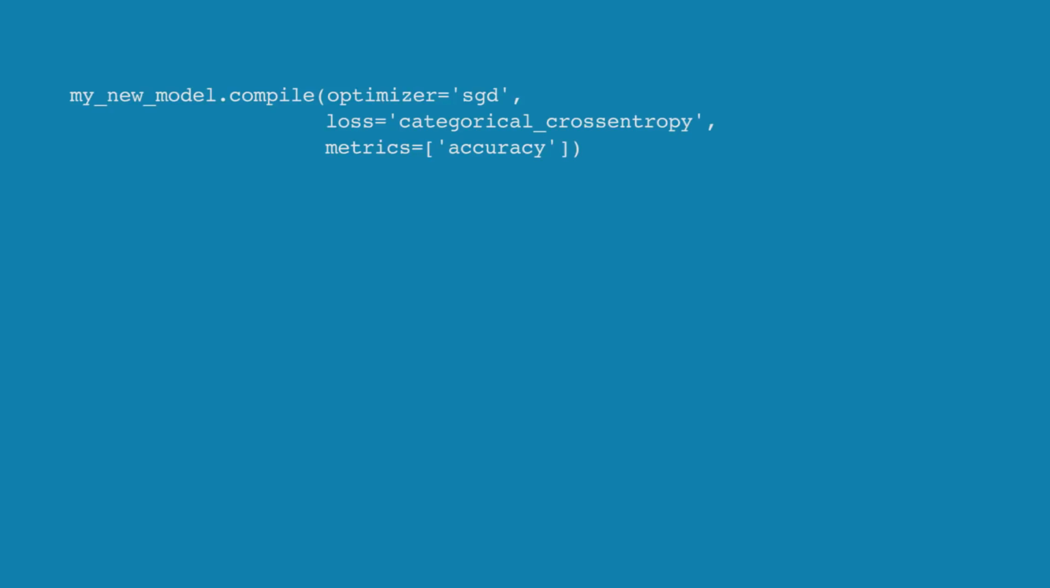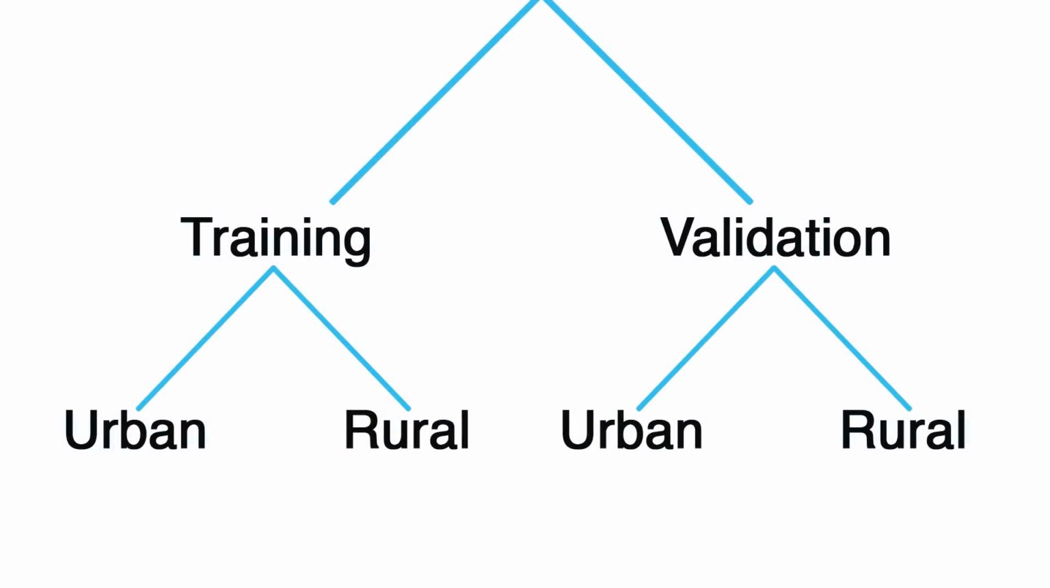We ask it to report the accuracy metric. That is, what fraction of predictions were correct. This is easier to interpret than categorical cross-entropy scores, so it's nice to print it out and see how the model is doing. Our raw data is broken into a directory of training data and a directory of validation data. Within each of those, we have one subdirectory for the urban pictures and another for the rural pictures.